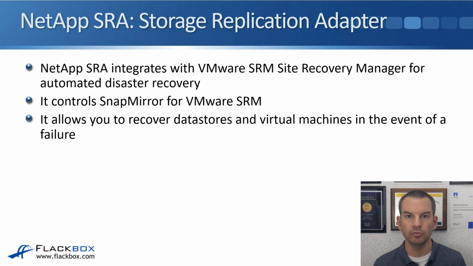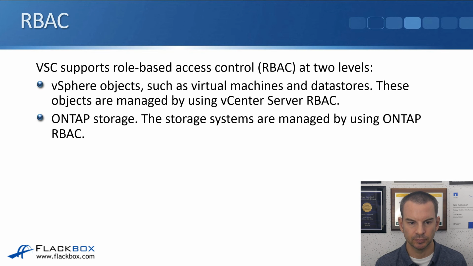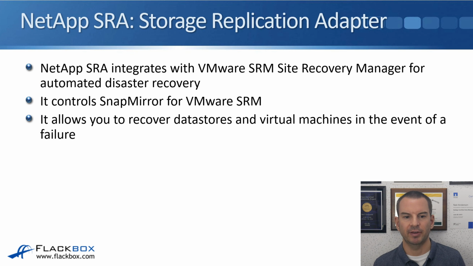If you're using ONTAP storage in your VMware environment, then obviously this is going to be part of your disaster recovery failover. So with NetApp SRA, that integrates with the VMware SRM, and it controls the SnapMirror functionality for VMware SRM. It allows you to recover datastores and virtual machines in the event of a failure at your main site. Let's go back to that slide again.